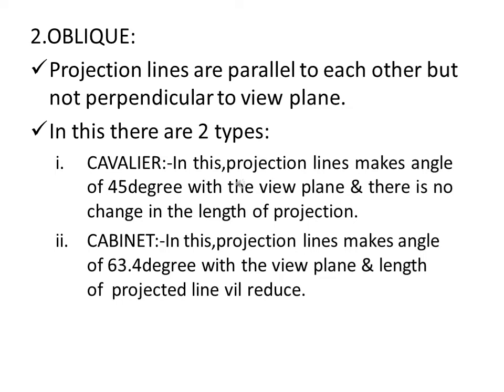Next is oblique. The projection lines are parallel to each other but not perpendicular to the view plane. In the oblique parallel projection, the direction of projection is not normal to the projection plane. It is a simple technique used to construct two-dimensional images of three-dimensional objects. There are two types: the cavalier and the cabinet.